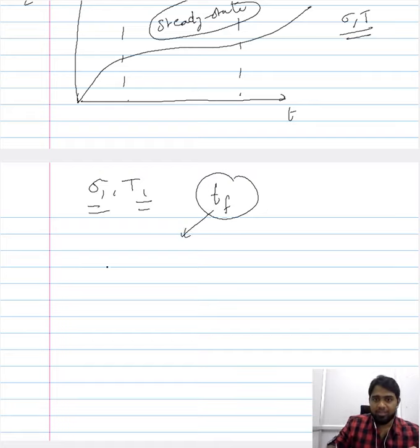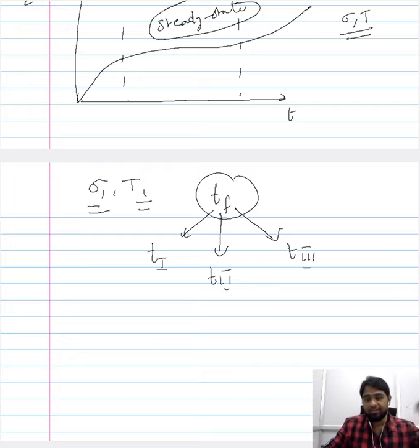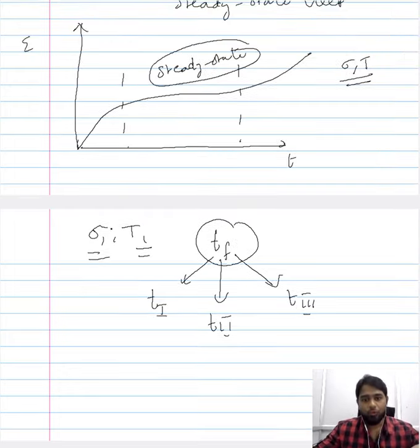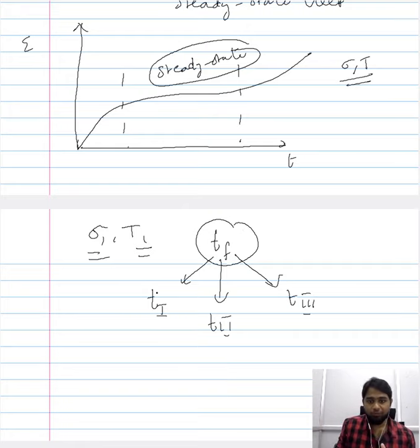There will be the initial stage, the first stage, that is the transient and instantaneous stage. There will be the second stage, which is the steady state stage, and there will be the third stage, which is the tertiary or accelerating creep stage. So for a given combination of a temperature higher than room temperature and a stress, the life of the material will comprise 3 stages, and there will be time taken for each of these stages.